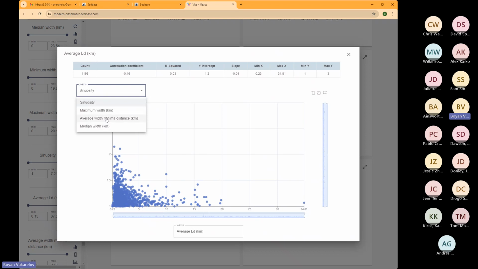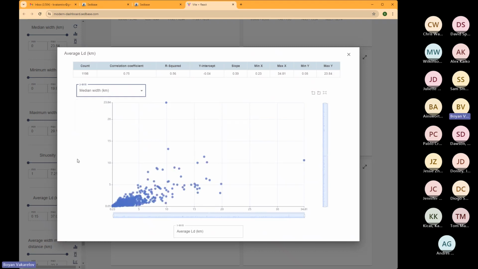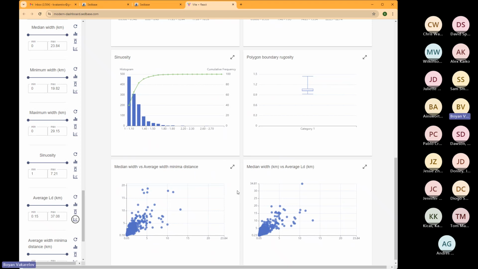For example, if I generate a cross plot of the average LD versus the average distance between the local width minima of the channel belt, again, I get a relationship. If I do the median width of a channel, again, I get a relationship. There is supposed to be a line of best fit in a lot of these charts. It sometimes appears and sometimes disappears. I still have not figured out exactly what happens there, but once this bug is removed, you would also get a feeling for the correlation. The stats are always given to you. In this case, we have a correlation coefficient of 0.75. R squared is 0.56. So notice how we went from systems to channel belts quite easily.